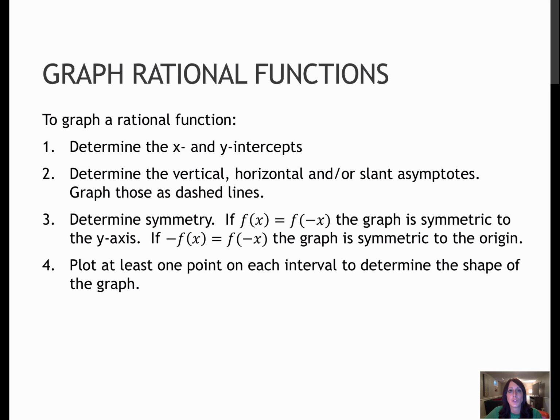Determine if there's any symmetry. To be honest with you, I sort of skip that step a lot. But then I do plot at least one point on each interval to determine the shape of the graph. So let's take a look.